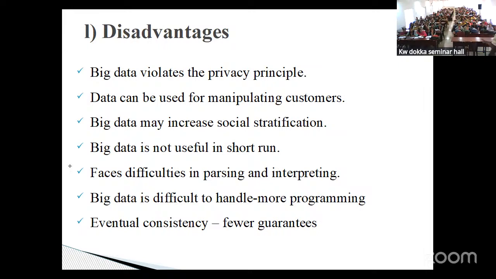Clear? Next, big data is not useful in the short run. Just now I told you. For small data, you don't use big data. Clear? Next, it faces difficulties in parsing and interpreting. What do you mean by that? Parsing, comparative design model, parse trees. Comparative design is parsing and then parse trees.